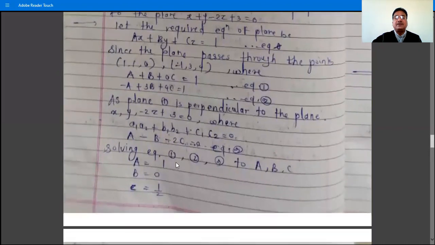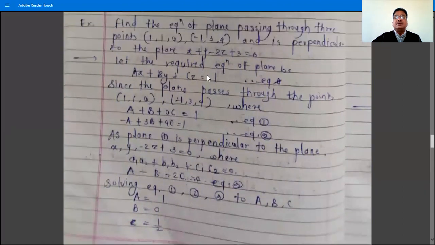So write that equation. What is that equation? A plus b minus 4c is equal to 0, from A1 A2 plus B1 B2 plus C1 C2 is equal to 0. As the plane star is perpendicular to this plane, write this equation as x plus y minus 2z is equal to 3.